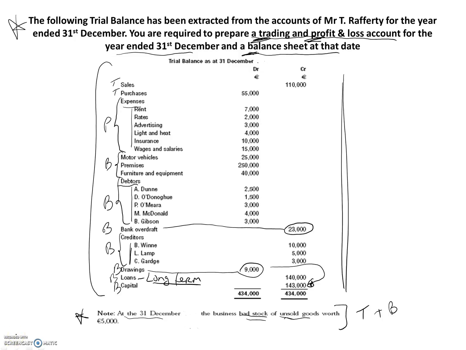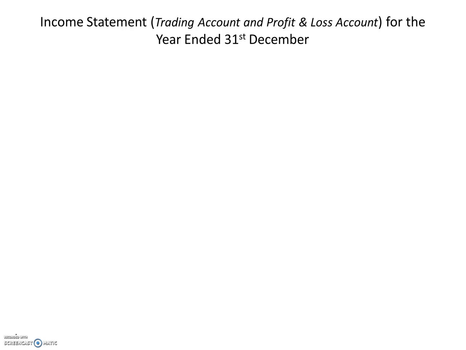So now we'll start with our trading account and then we move into our profit and loss account. So just moving on to a clean page, I'm going to have my trading account and my profit and loss account. The trading account and the profit and loss account are quite often referred to as the income statement. So we'll start off then with the trading account part of the income statement.